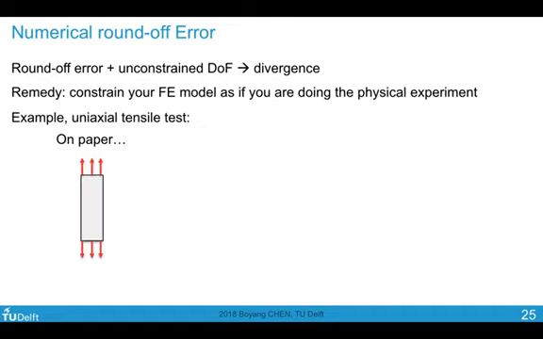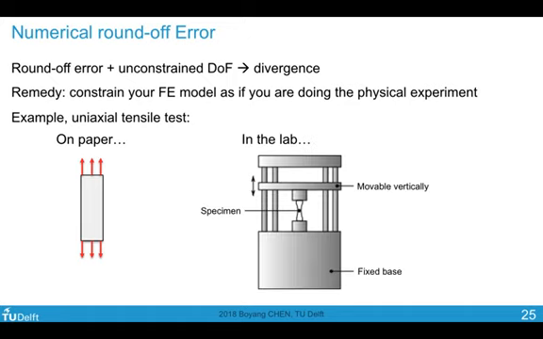Take, for example, a uniaxial tensile test. On paper, I would draw it like this, just a rectangle with applied forces in both directions. While in the lab, this is the minimum drawing they would show to a technician. So try to spot the differences in terms of boundary conditions between the left figure and the right one, and see why real experimentalists would prefer the one on the right.